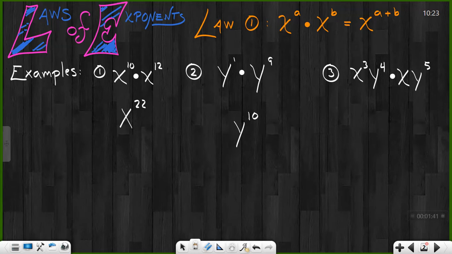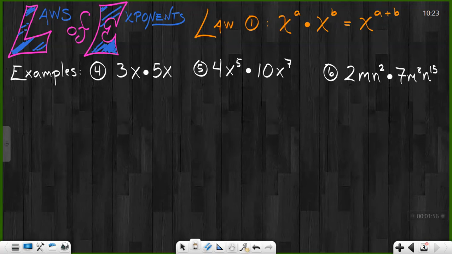What if I put both x and y in there? Well, if I put both x and y in there, do x first, y second. X to the 3rd times x to the 1st gives me x to the 4th, and y to the 4th times y to the 5th gives me y to the 9th. Let's take a look at a few more examples here. Feel free to pause the video, see if you can do it on your own. All right, if you're coming back in from a pause, let's see how you did.